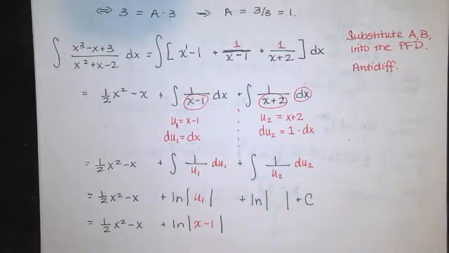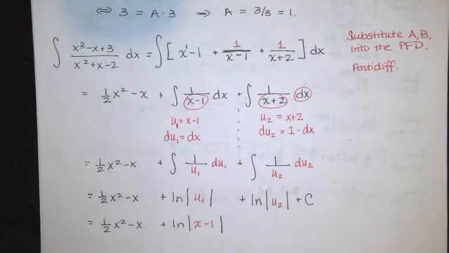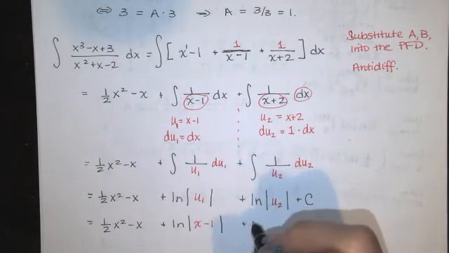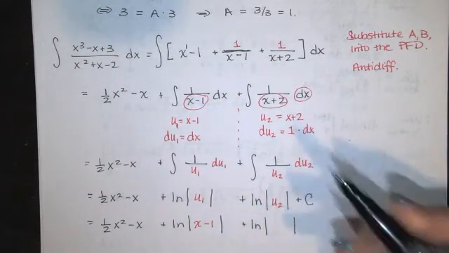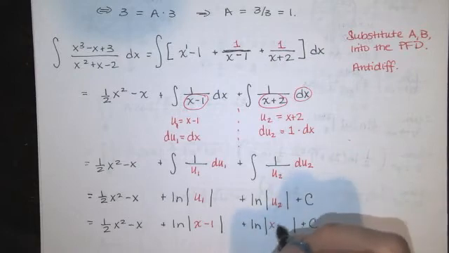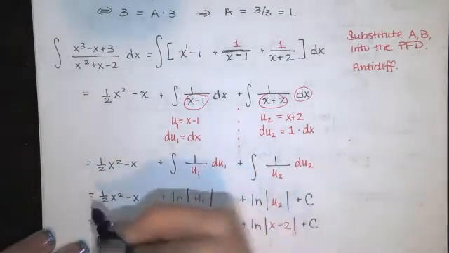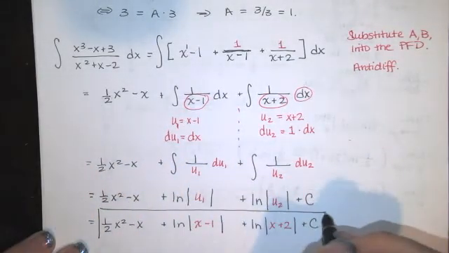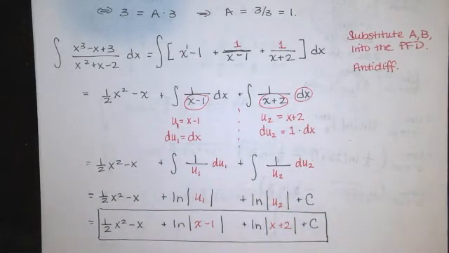The antiderivative of 1 over u with respect to u is natural log of the absolute value of u plus c. We're using u sub 2 instead of u. And the last thing that we do is we back substitute. We replace that u2 with whatever it was in terms of x, and it was x plus 2. And that's it. That's that right there.